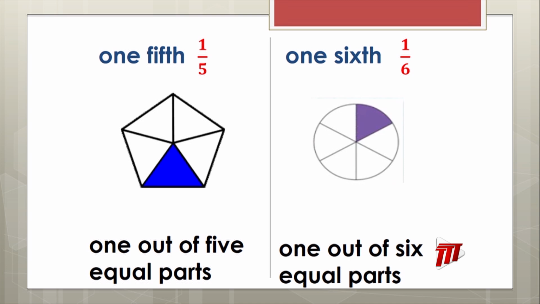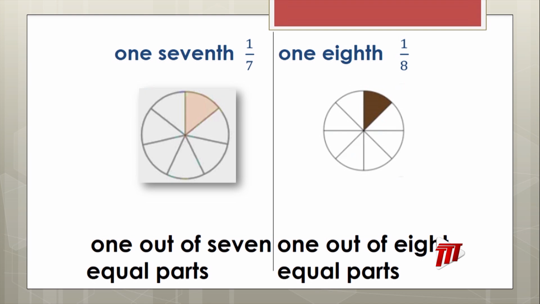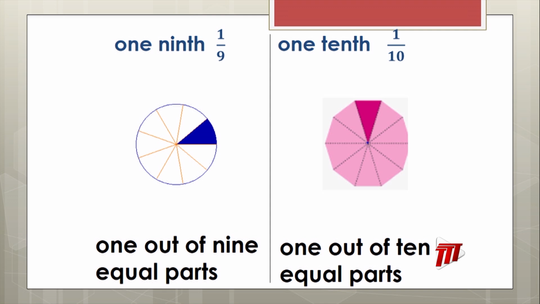1/6, 1 out of 6 equal parts. And you have to remember that the number underneath is the denominator, and the denominator tells us how many parts the whole is divided into. 1/7, 1 out of 7 equal parts. And you have to remember when you call these numbers, to pronounce your TH at the end. Okay, 1/8, 1 out of 8 equal parts. We have 1/9, 1 out of 9 equal parts, and we have 1/10, 1 out of 10 equal parts.